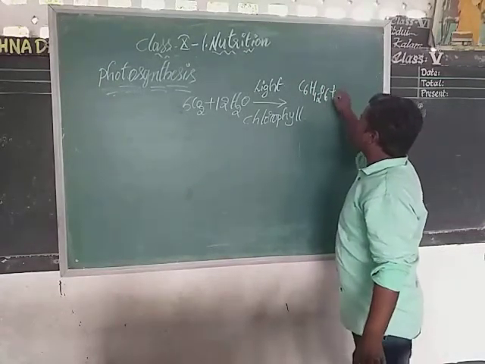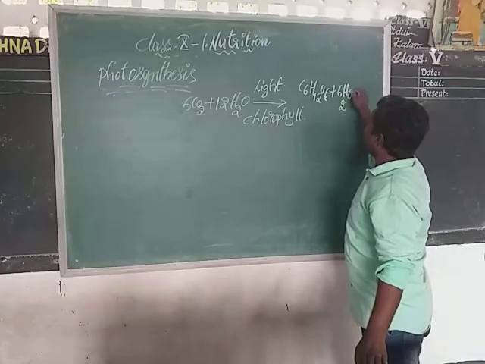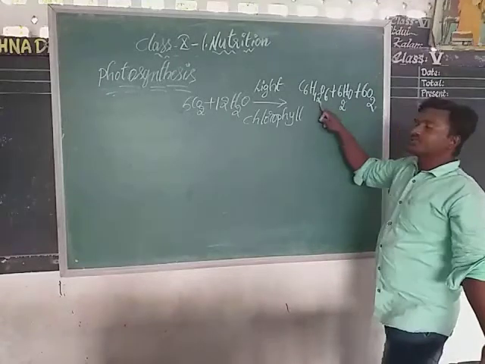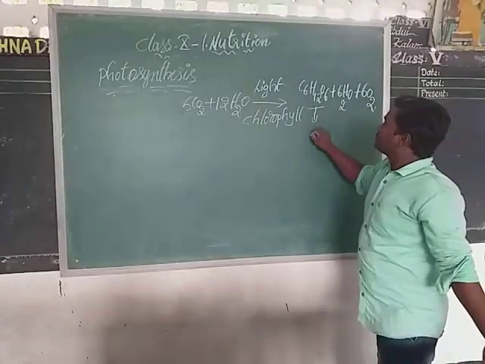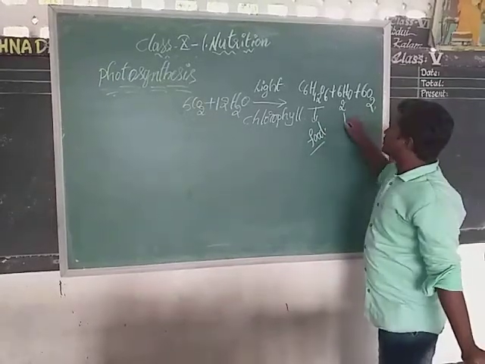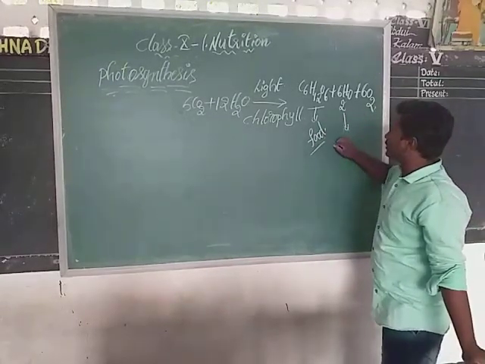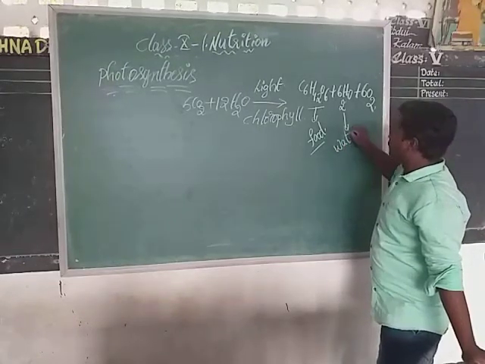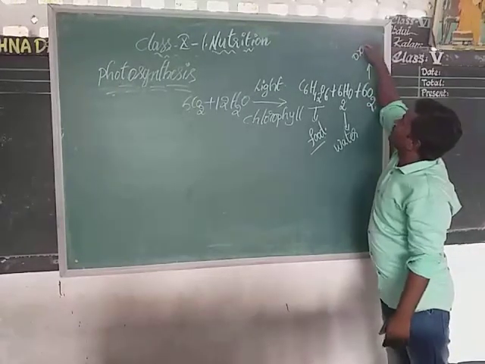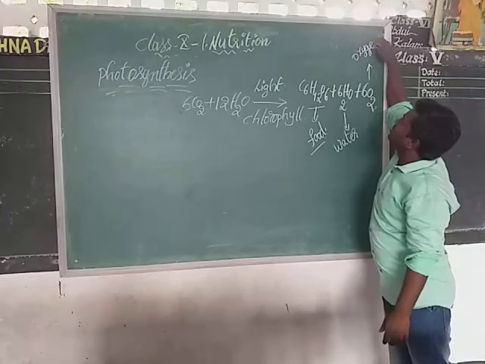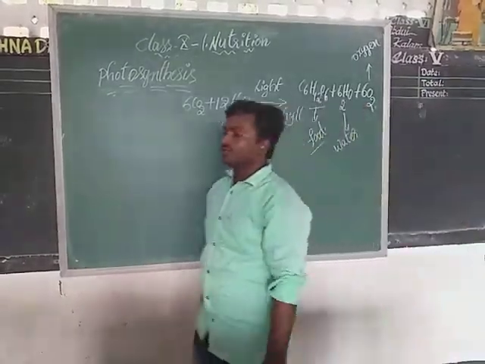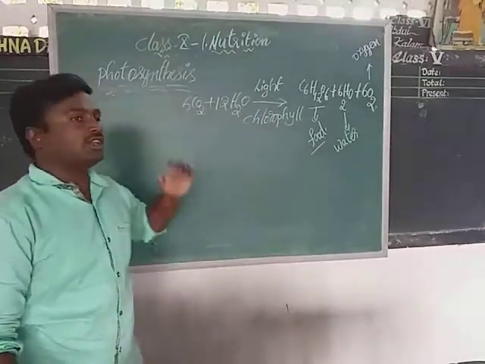C6H12O6 plus 6H2O plus 6O2. What are the products? C6H12O6 is the food material formed in the plant bodies. Next, 6H2O means how many molecules of water? 6 molecules. And this is oxygen: 6 molecules of oxygen will be formed in the process of photosynthesis. This is the modified form of the photosynthetic equation.